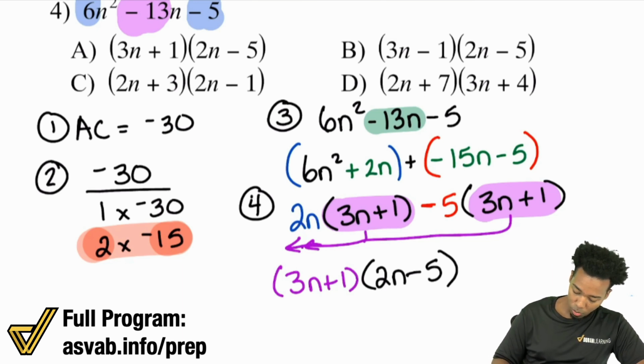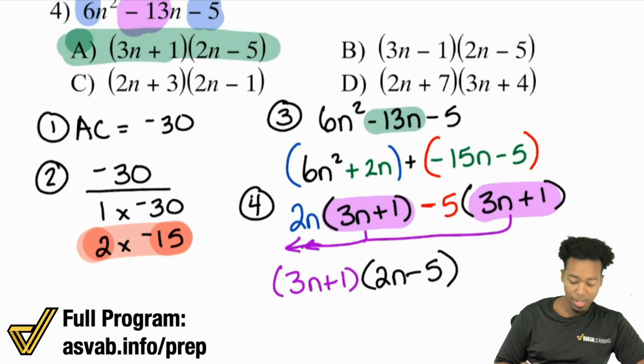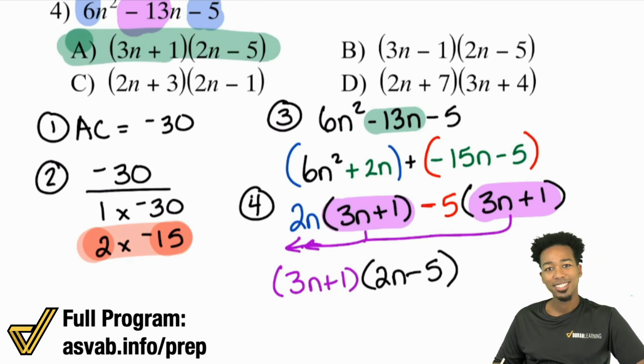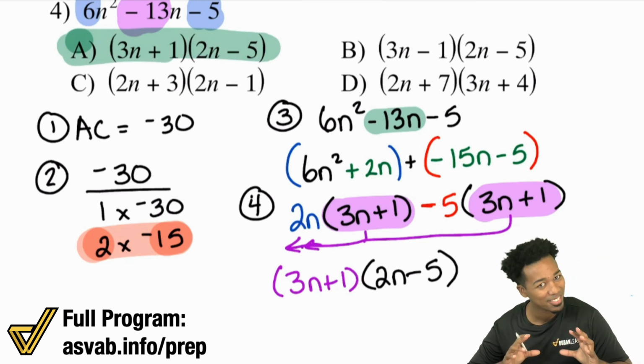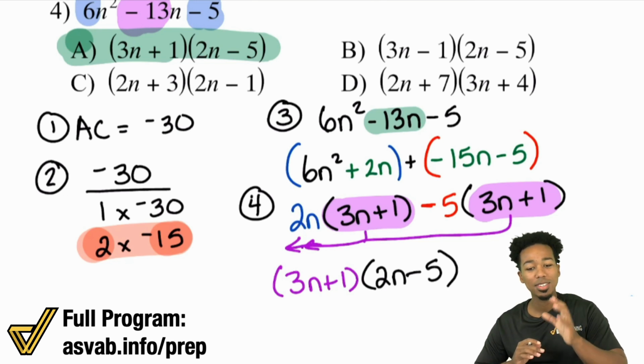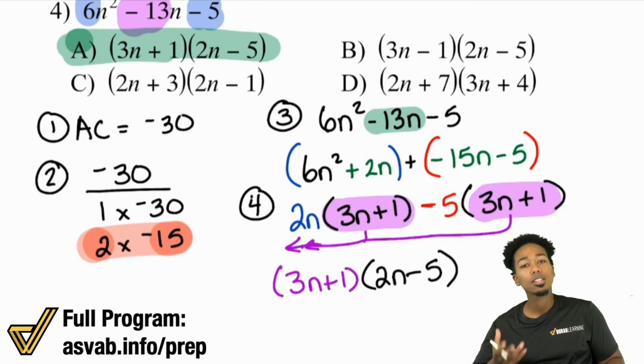We have 3n plus 1, 2n minus 5. Answer A is the right one. And see, this isn't terrible. It can be a lot of fun as long as we are, again, taking the appropriate steps.